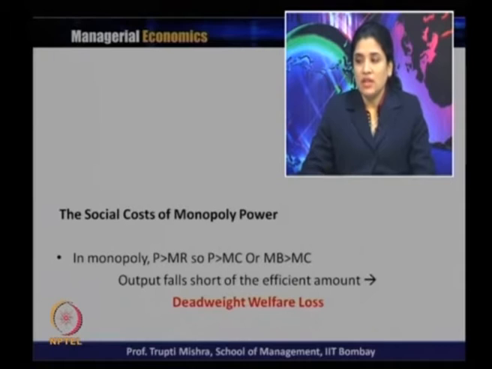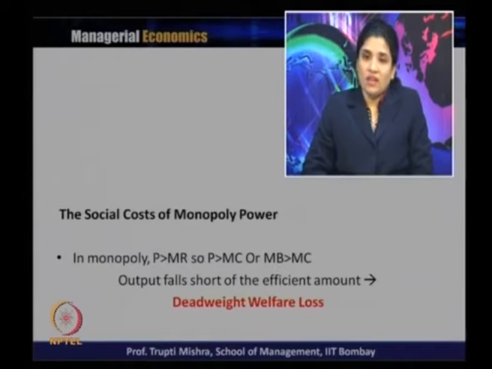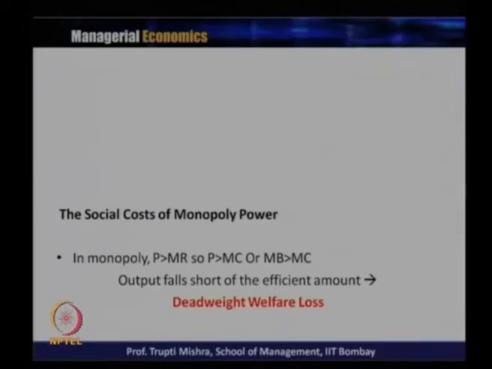And what happens in case of monopoly? In case of monopoly, P is greater than marginal revenue, or P is greater than marginal cost, or we can say, since this is also the marginal benefit, the marginal benefit is greater than marginal cost. So, output falls short of the efficient amount, and that leads to the deadweight welfare loss.